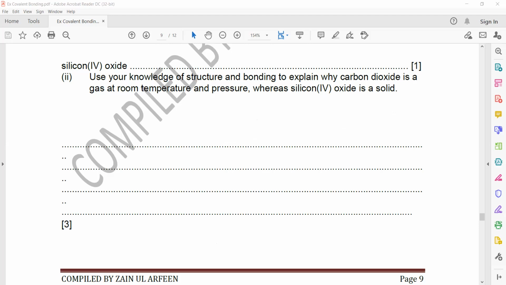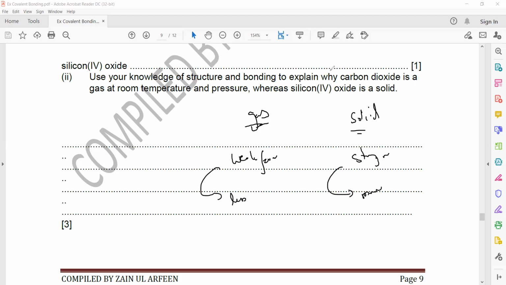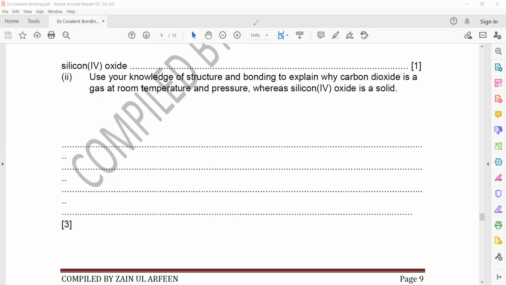Basically, you have to justify why carbon dioxide is a gas and why silicon 4 oxide is a solid. When something is a gas, it means it will have a weak force between the molecules, and when something is solid, it means it will have a strong force. Weak force means less energy is needed. Strong force means more energy is needed. So you cannot write first that carbon dioxide is a gas, so it's weak. You have to say that because there is a weak force, that's why it is a gas at room temperature.